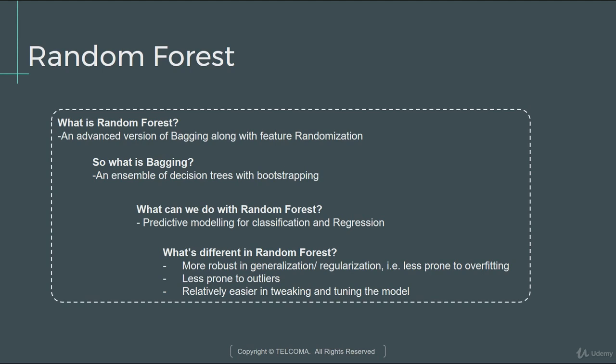So just as a recap, for random forests. Random forest is again, as you know, an ensemble modeling technique. It is basically an advanced version of bagging where we have the next level of randomization introduced in feature selection. We can do prediction for classification use cases as well as regression use cases. And it's generally known to be more robust, less prone to outliers, and you can easily tweak and tune the model. So that's random forest. Let's have a look at boosting, XGBoost.